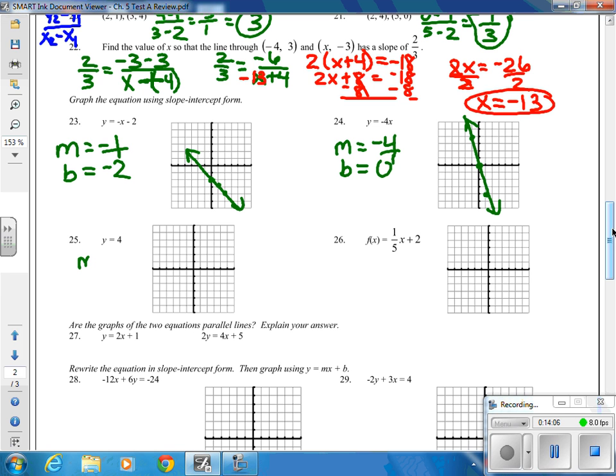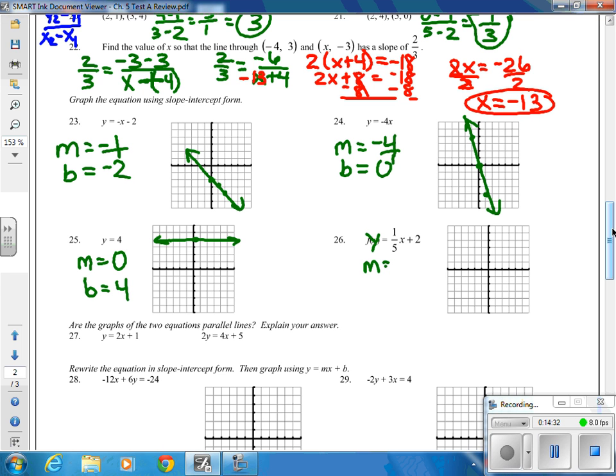25, your M is 0. If you don't have an X, your slope is 0. Your B is positive 4. So you go to positive 4 on the y-axis, and if you have 0 slope, you're not rising any at all, but you're running left and right. This is where you get your horizontal line out of this. Many of you would have known that if you've caught on to this equation without even having to write the M and the B.